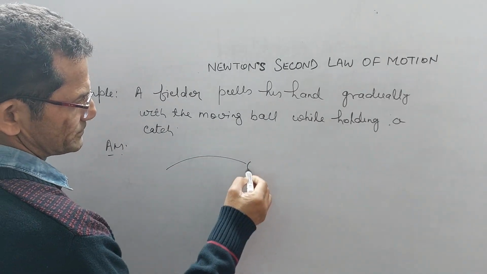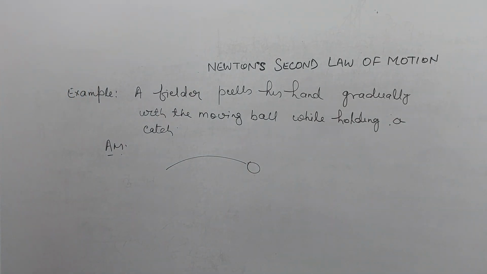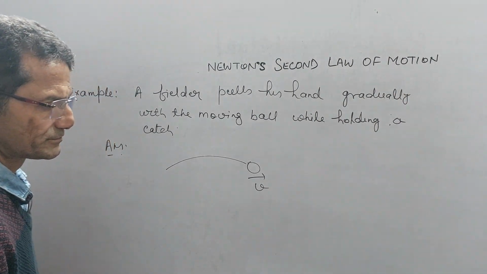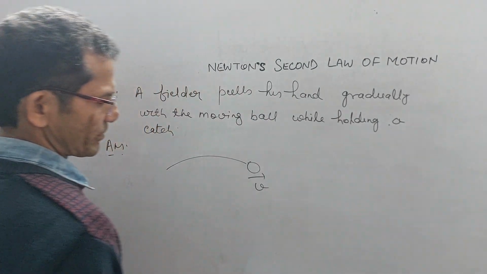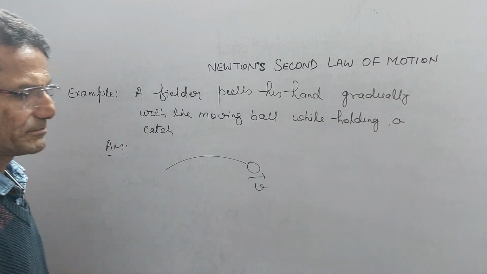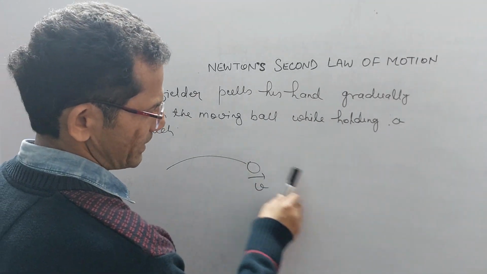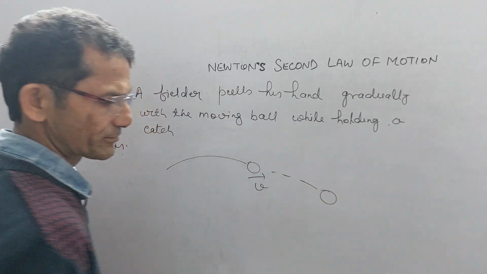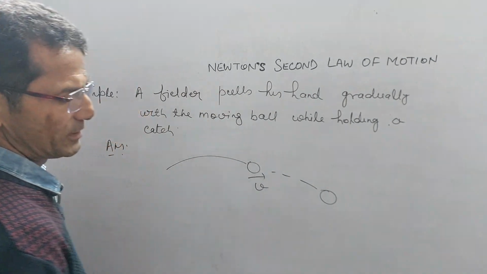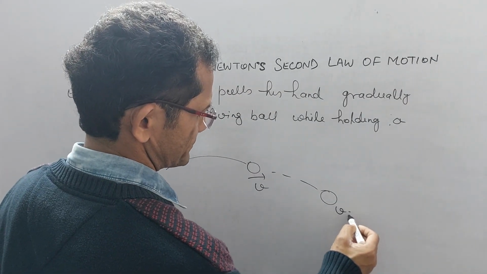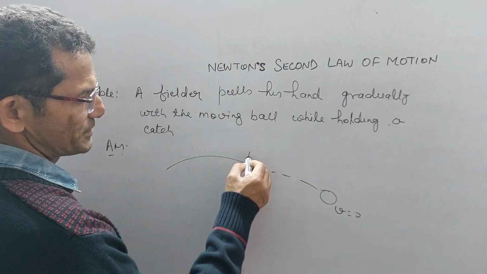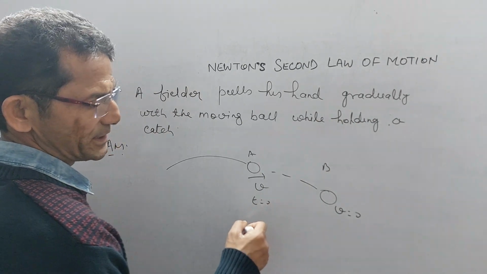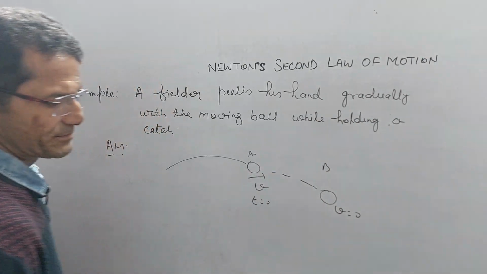When a ball is coming into the hand of the fielder, it has a higher velocity, so it has some velocity v. While catching the ball, the fielder takes the ball backward. Suppose finally he stops the ball in his hand, so the final velocity becomes 0. Here the ball is taken from this position to this position, and it takes time t to catch or hold the ball in his hand.